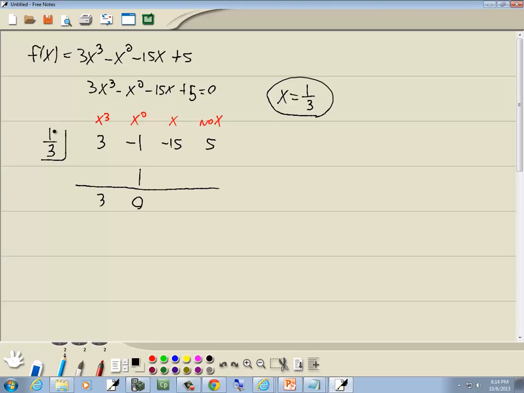Multiply. Multiply by the number in the box, by the number you just put down there. 1/3 times 0 is 0. Add. -15 and 0 is -15. Multiply by the number in the box, by the number you just put down there. 1/3 times -15 gives us -5. And add. 5 minus 5 is 0. Now notice our remainder is 0. It has to be. If you calculator told you 1/3 as an answer, then you have to get 0 as a remainder.